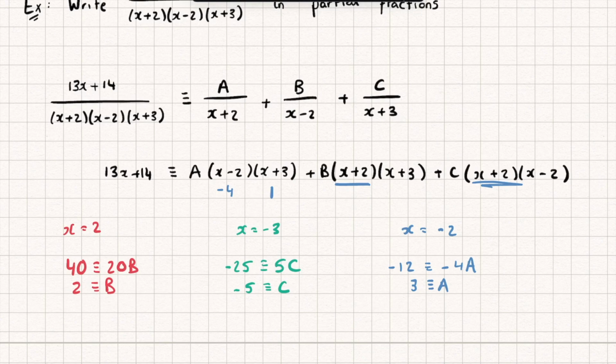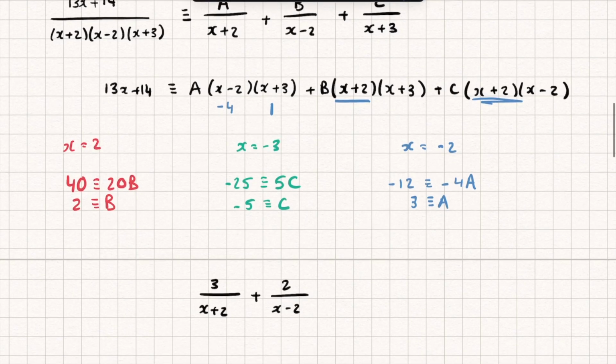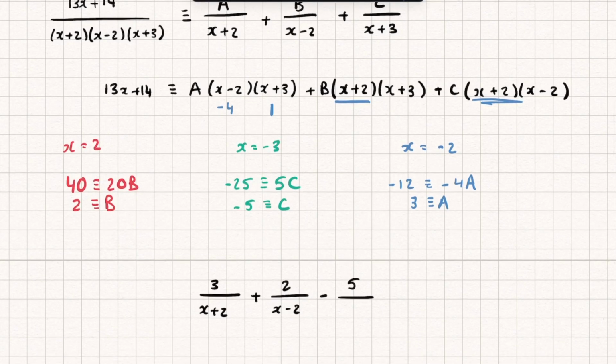So expressing this as partial fractions, it's going to be 3, that's our a, over x plus 2, plus b, which is 2, so 2 over x minus 2, plus c, which was negative 5, so I'm going to write negative 5 over x plus 3 like this, and we're done. So you can see it's actually pretty straightforward.